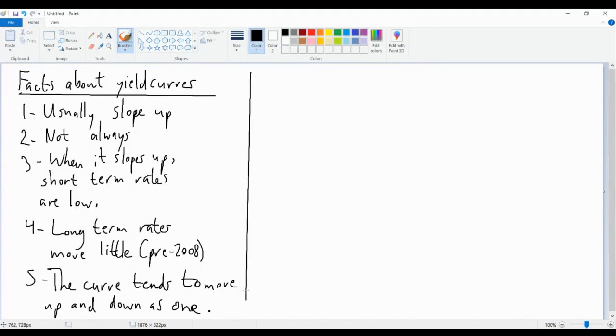So next, this is how economic science usually proceeds. We're going to make some simplifying assumptions to try and make sure that we have a clear, simple logic to try and think about why yield curves might display these features.